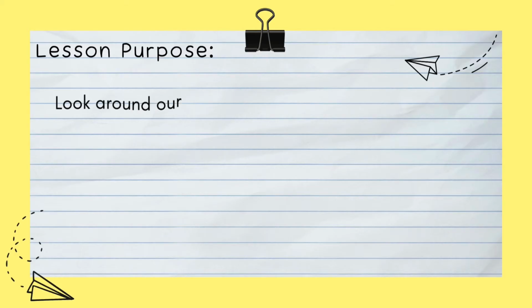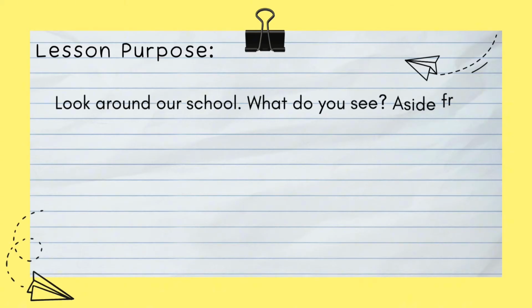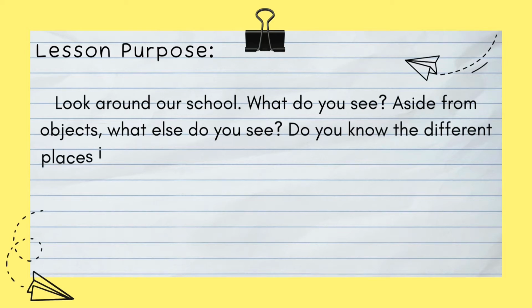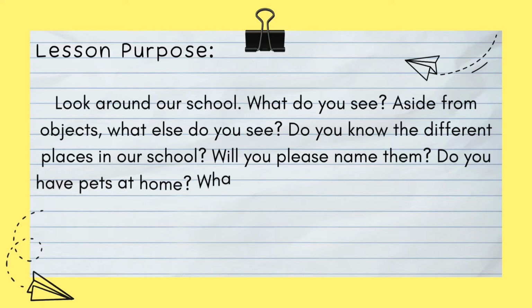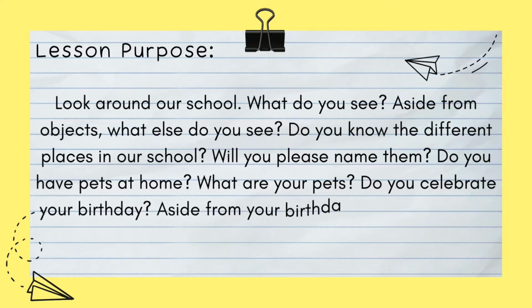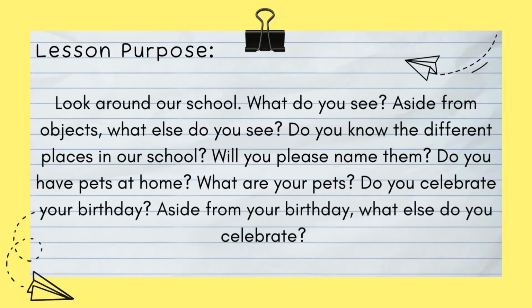Alright, so look around our school. What do you see? So aside from the objects, what else do you see? Do you know the different places in our school? Can you please name them? Of course, you have your stage. For some, they have their laboratory. Some have their canteen. Some have their own library. Okay. Of course, every school must have a comfort room, right? And a whole lot more.